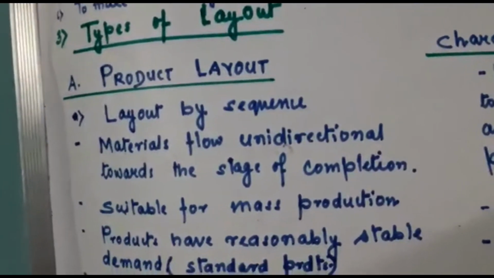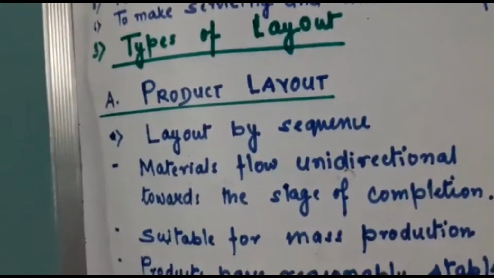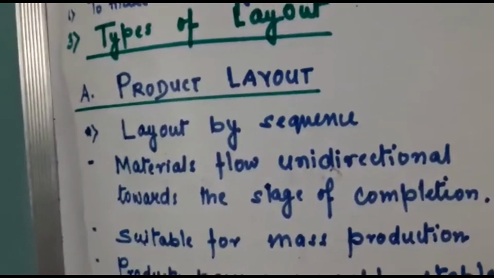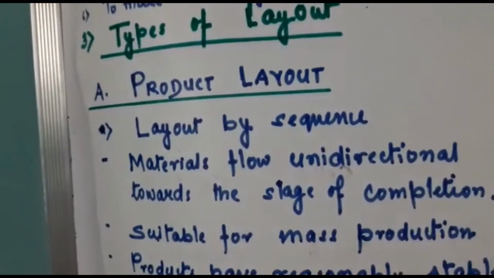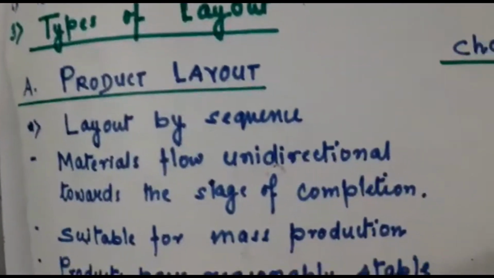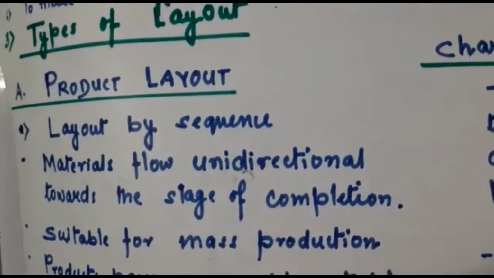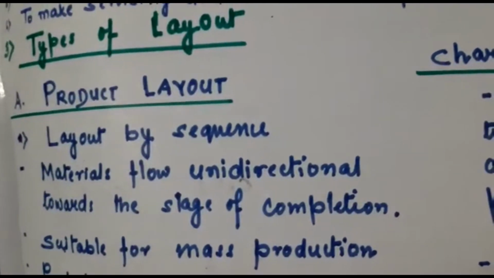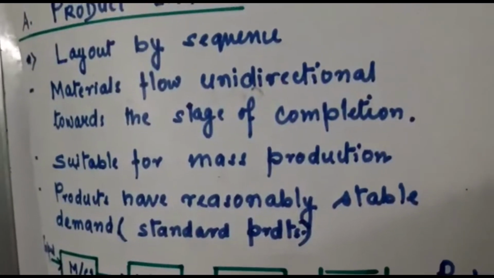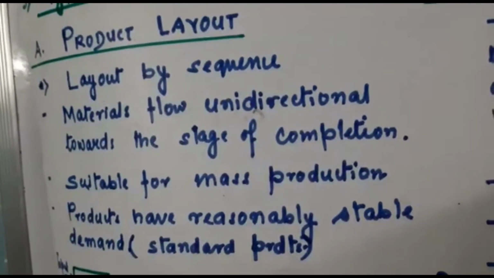Here the materials flow unidirectionally towards the stage of completion. So inputs flow from one side, pass through each of the equipment and the machines, and then output comes out from the other side of the manufacturing facility. Now in this case, since all the machines are dedicated for producing only one product or one kind of product, this type of layout is basically suitable for mass production where we produce a large quantity of a single standardized product.